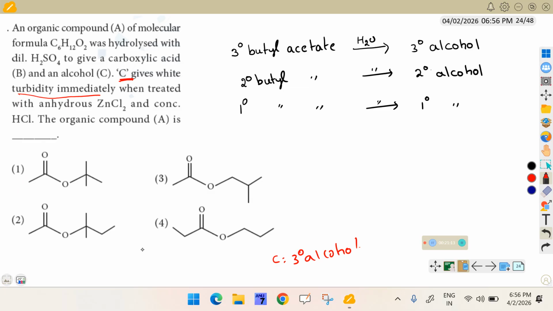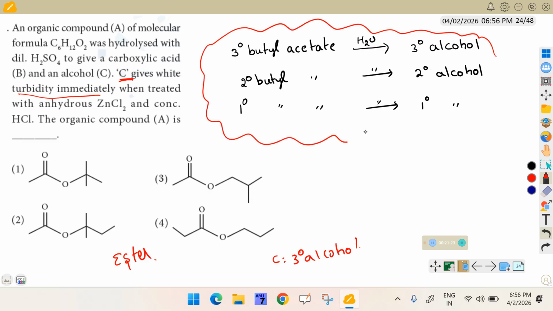All are in the form of esters. First of all, RCOOR is called an ester. Esters undergo hydrolysis. Tertiary butyl acetate undergoes hydrolysis, then it gives a 3-degree alcohol. Secondary butyl acetate undergoes hydrolysis, gives a 2-degree alcohol. Primary butyl acetate undergoes hydrolysis, gives a 1-degree butyl alcohol. So based on that, here one more condition: C gives white turbidity immediately.